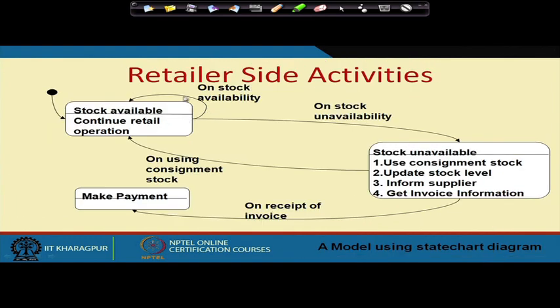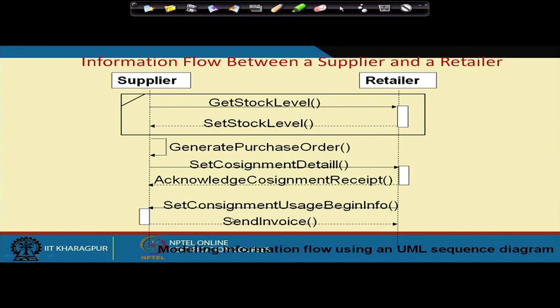Here also at the retailer side, the retailer is responsible for providing his stock information to the supplier, and it also sends varieties of information. When it starts using its consignment stock, he informs the supplier. Then when he receives the invoice, he also informs the supplier about the initiation of the payment process. This is the information flow between supplier and retailer.